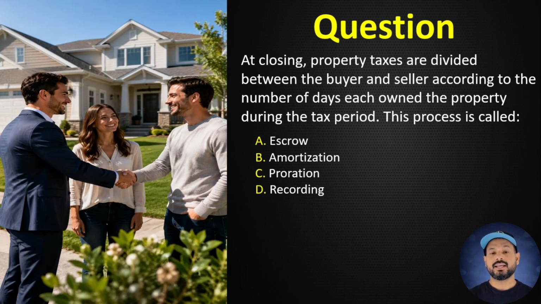Question number 18. At closing, property taxes are divided between the buyer and seller according to the number of days each owned the property during the tax period. This process is called: A. Escrow, B. Amortization, C. Proration, D. Recording. Correct answer C. Proration. Proration fairly allocates shared expenses between buyer and seller at closing.